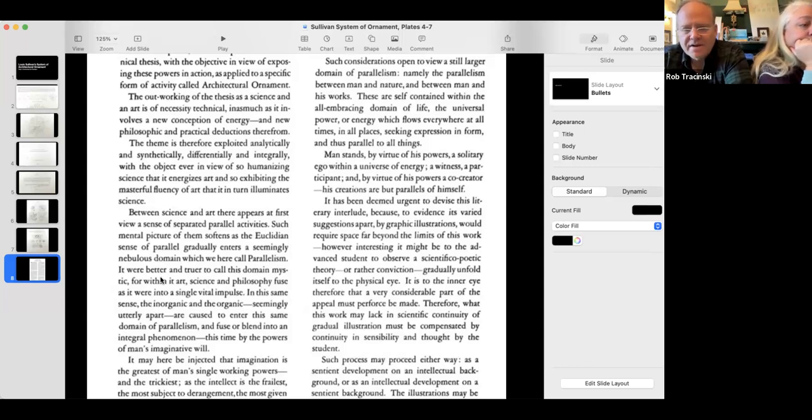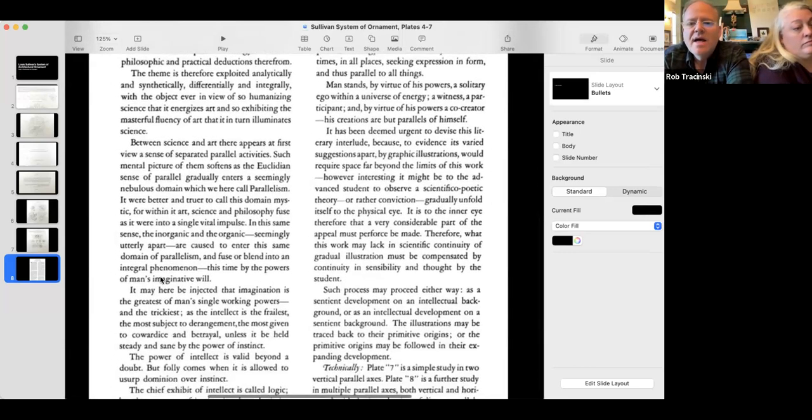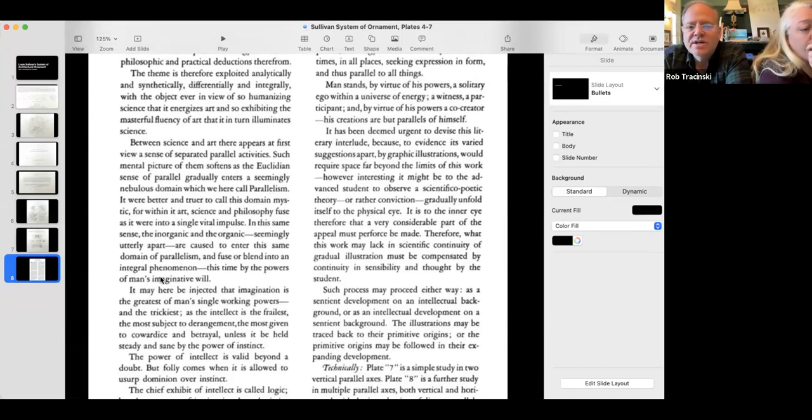It is to the inner eye, therefore, that a very considerable part of the appeal must perforce be made. Therefore, what this work may lack in scientific continuity of gradual illustration must be compensated by continuity of sensibility and thought by the student. Such process may proceed either way, as a sentient development on an intellectual background, or as an intellectual development on a sentient background. The illustrations may be traced back to their primitive origins, or the primitive origins may be followed in their expanding development.